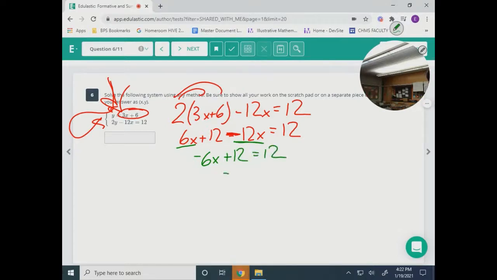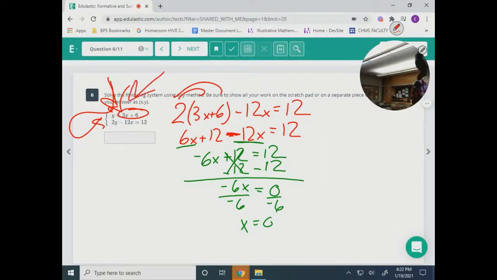I'm going to subtract 12, subtract 12. Oh, I just figured out what the x is going to be. I'm going to get a 0 is equal to negative 6x divided by negative 6 divided by negative 6. X is equal to 0. Plug it in and solve for your y. Take the first one. Don't be silly. Pick the first one and plug it in.